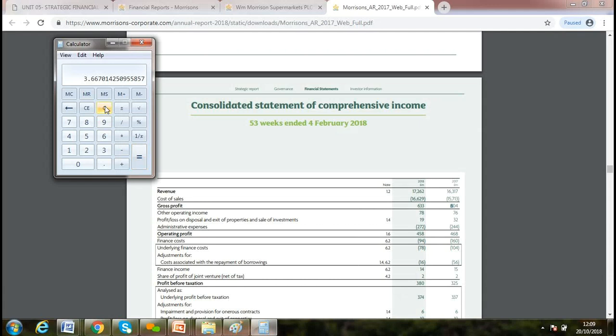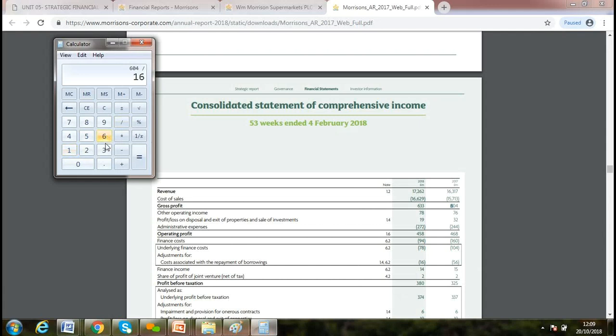So it's coming 3.66%. So if I go back again, 633 divided by, I just want to make sure my figures are right, 17,262. Yes. So all these are in millions, times by 100. So I'll get my figure as a percentage. So 3.67, two decimals. That's my 3.67%.